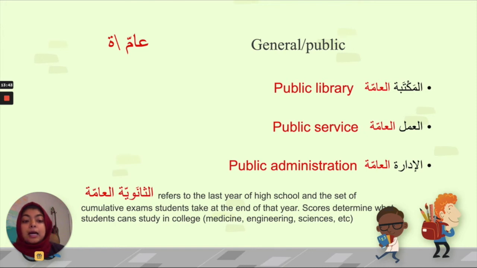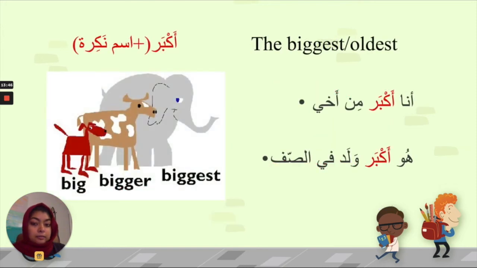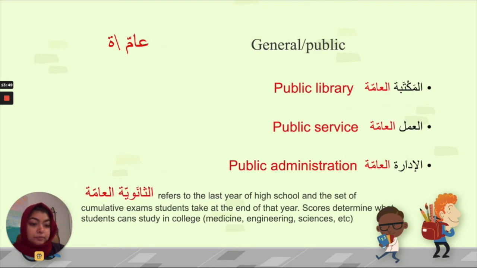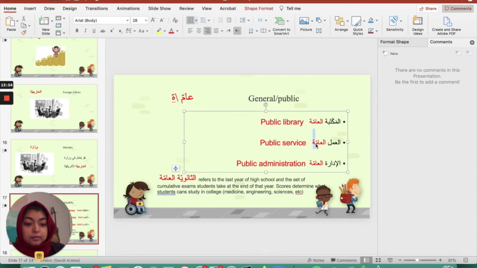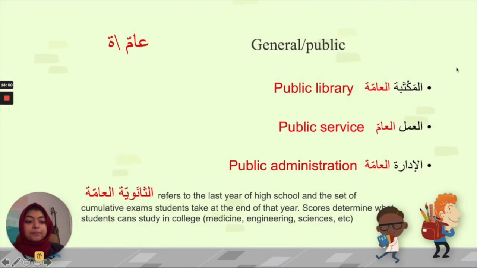Okay. العمل العام. Oh, this should say, go back. We have a typo here. Just fix it right there. Okay. العمل العام. العمل is work, but you can use it in this context meaning public service. Okay. الإدارة العامة. Remember we did الإدارة, okay? Meaning we covered it in business administration, but here الإدارة العامة would be public administration.